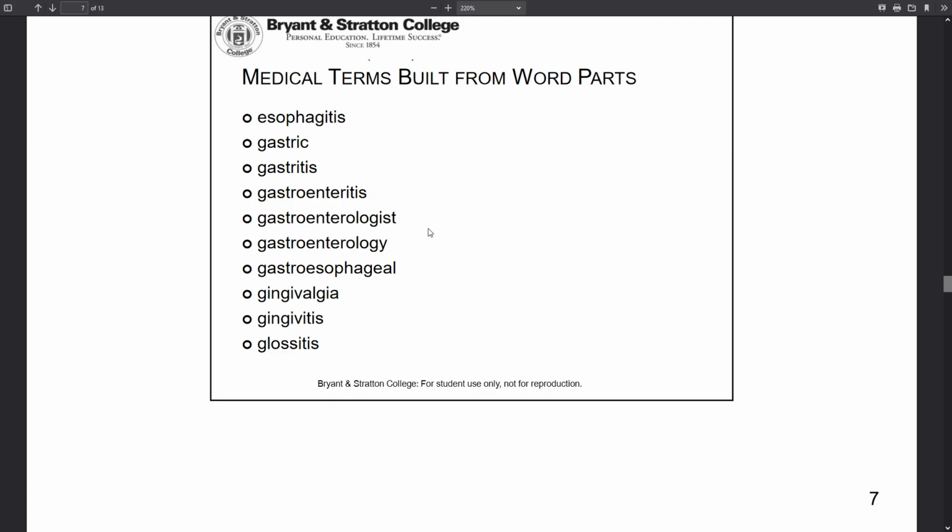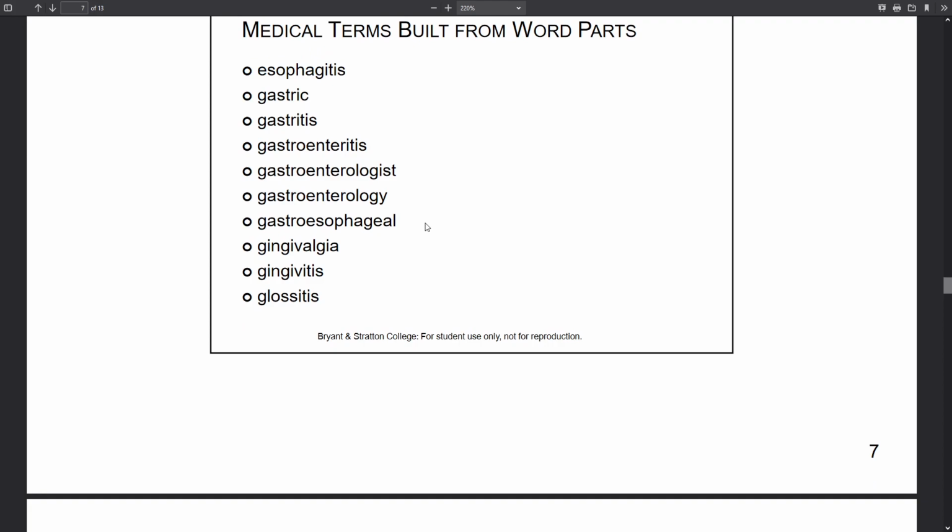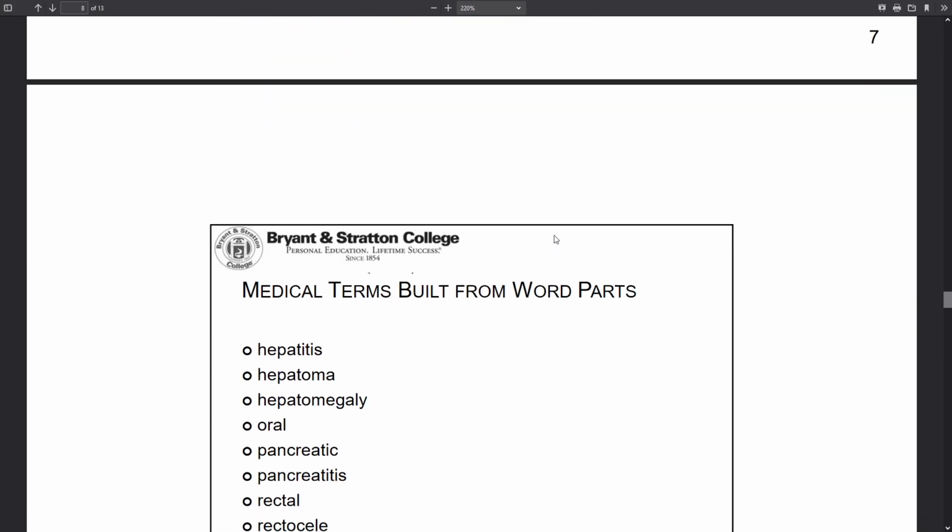Gastroenterology, these are basically doctors or specialists that are studying the stomach. Gastroesophageal is going to refer specifically to the area where the esophagus meets the stomach. Gingivalgia, gingivitis, these are referring specifically to gingiva, or the gums in the mouth. And glossitis is the tongue.